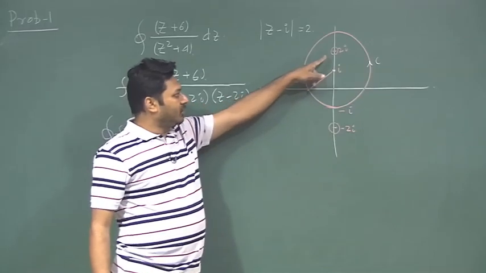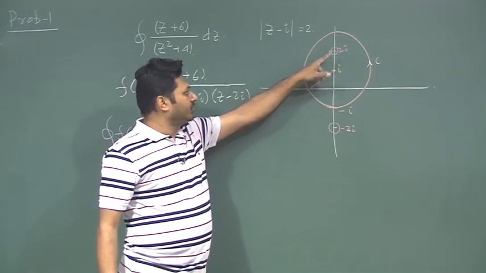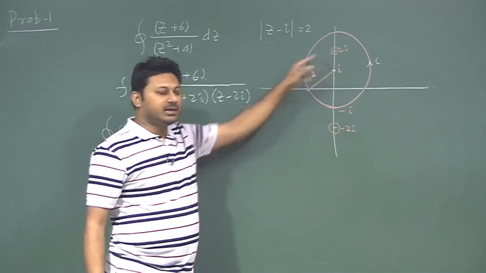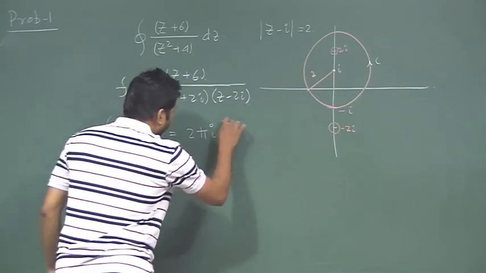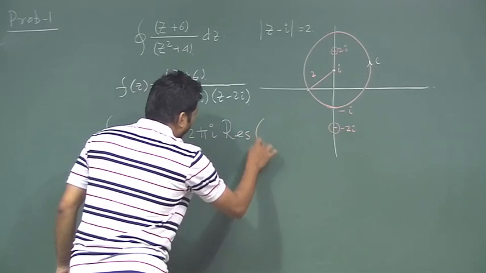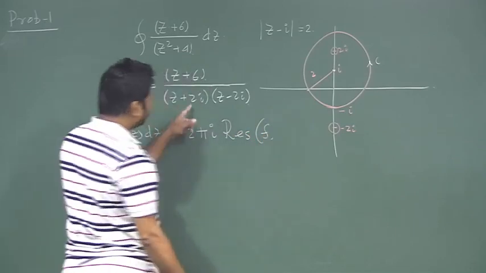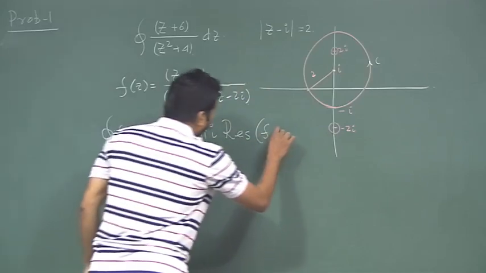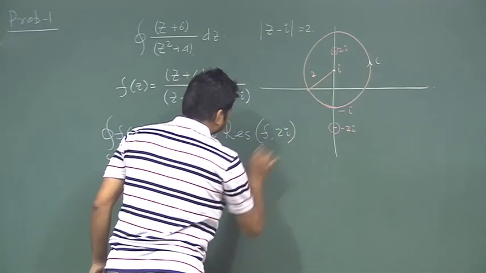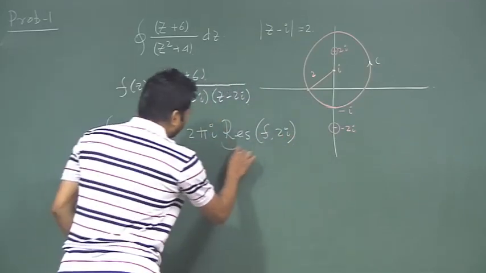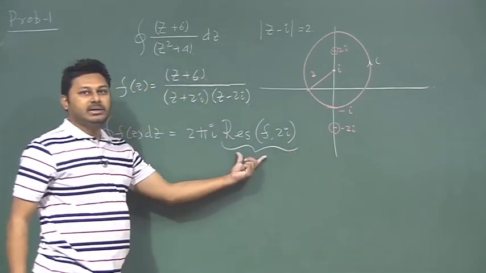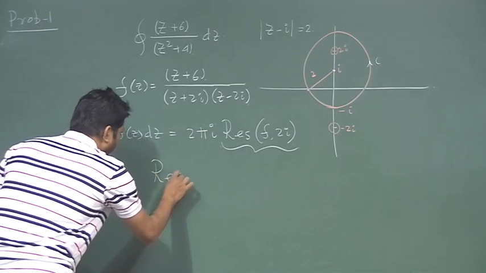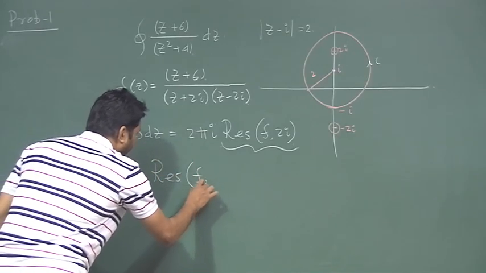But here we have only one singular point. So, we do not need the summation sign, just one point is there, and just the residue at that point will be enough. So, residue of the function f at which point? At the point 2i. So, let us put 2i here. Only thing I need to evaluate is this quantity, which is easy. Let me find out how the residue can be found.